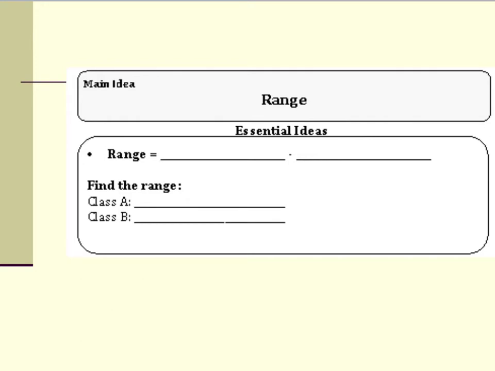In order to find the range, we take the highest value and we subtract the lowest value. If you look back on the other side of your frame, and we want to figure out the range for Class A, well, in Class A, the highest value was 25. The lowest value was 15. Therefore, the range was 10. In Class B, the highest value was 25, but the lowest value for Class B was 16. So your range is 9. And again, highest minus lowest.